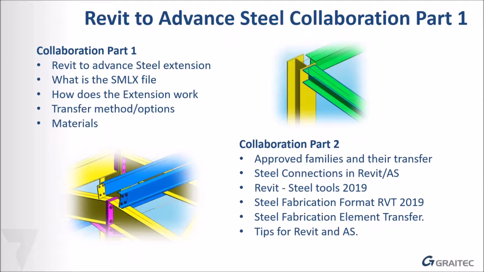So there's quite a lot to cover. Next week, we'll go on to talk about approved families, steel connections, things like that. And then some of the new Revit steel tools in 2019 and how that's impacting upon Revit itself, and the changes within the structure of that for the fabrication format, how that's also affecting the transfer elements as well. And hopefully along the way between the 2 sessions, I'll impart a few tips of working with Revit and Advanced Steel.